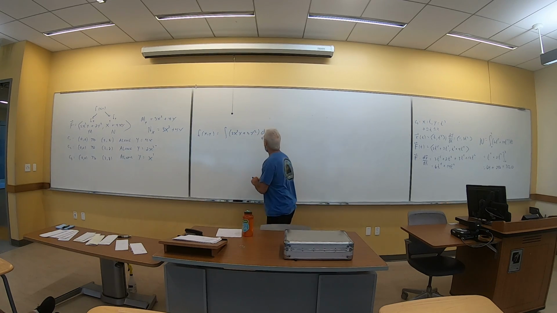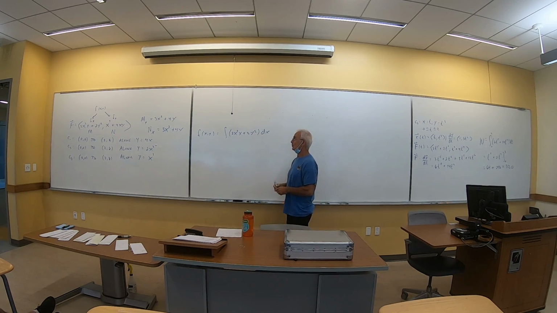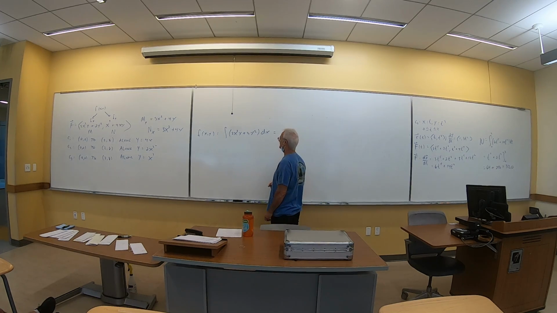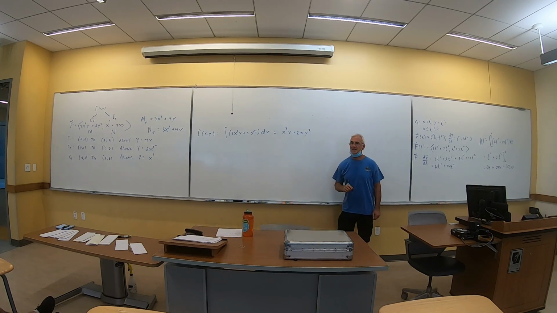So I'm going to integrate this thing with respect to x. And when I do that, what am I going to get? With respect to x: x cubed y plus 2xy squared. But this is an indefinite integral, isn't it?